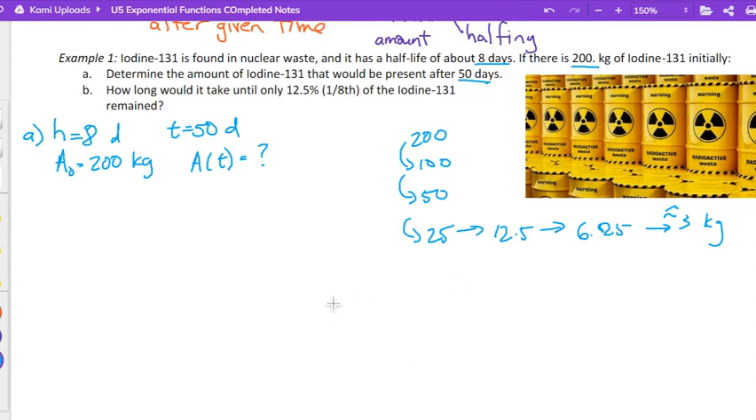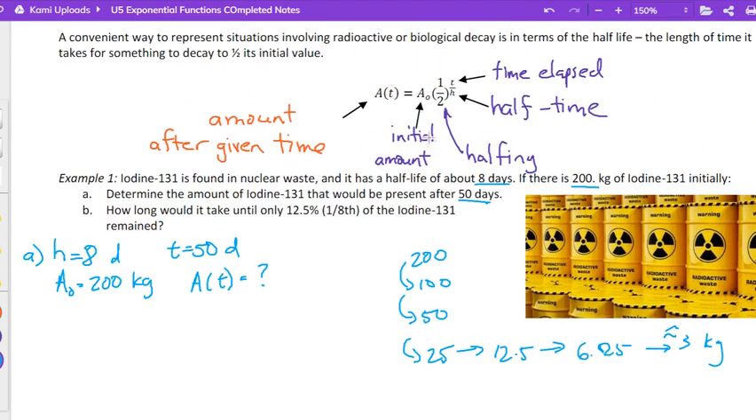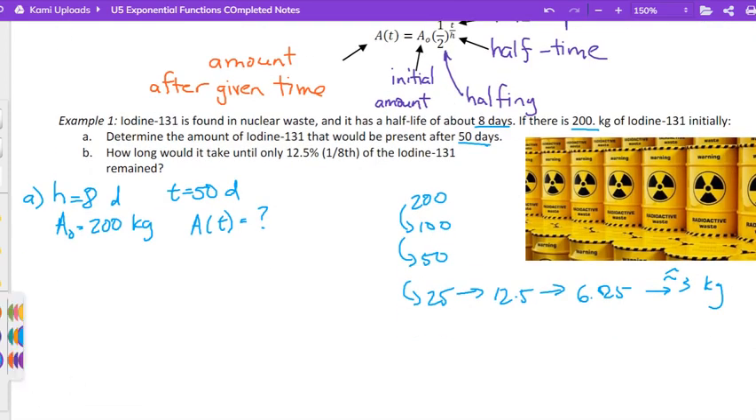All right. So we need to set up an equation. So we're just plugging stuff into this equation. Go ahead, do that. So A of T, I don't know. Okay, my A naught is 200. Oh, right. I want to put the T in here. That's right. Thank you. Right. So it's not A of T, it's A of 50 that I don't know. Beautiful. And then I know that my time is 50 and my halving time is 8.